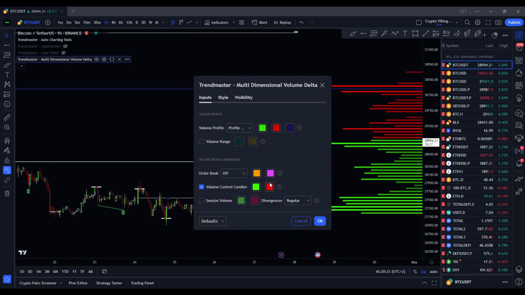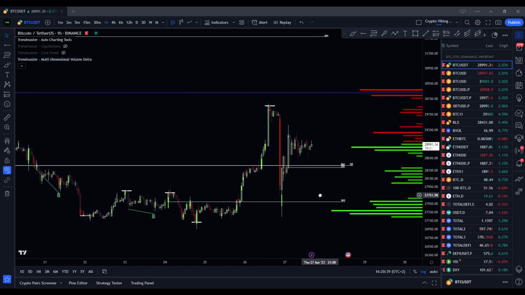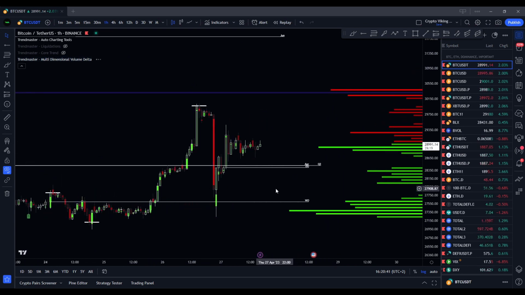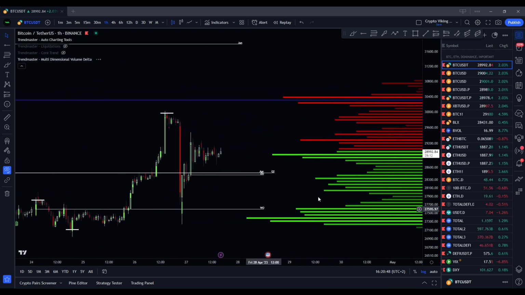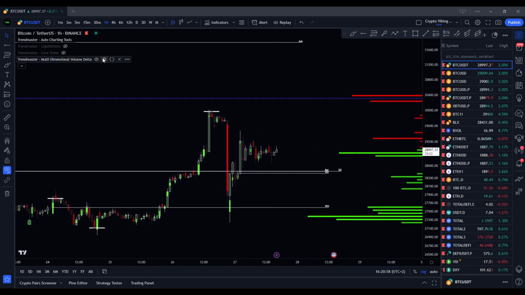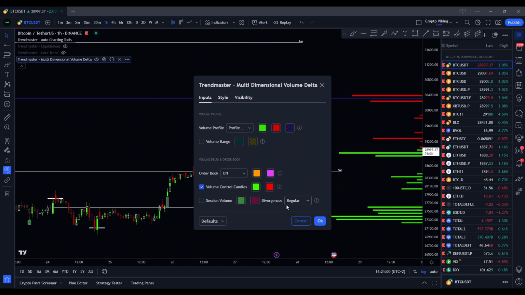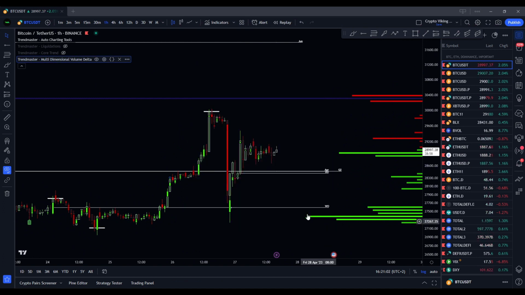Essentially, the divergences is a big one. Also, we made an improvement on some of the candles to show some really interesting volume stuff. So we'll go through that, and I'll break down each section a bit more to help people who are using this, because you're getting quite a big tool: the volume range, volume profile, or visible range volume profile with it. And then also the volume control candles, order book, all that stuff.